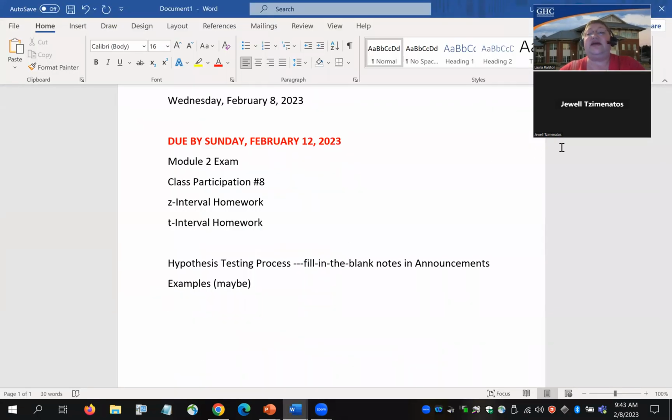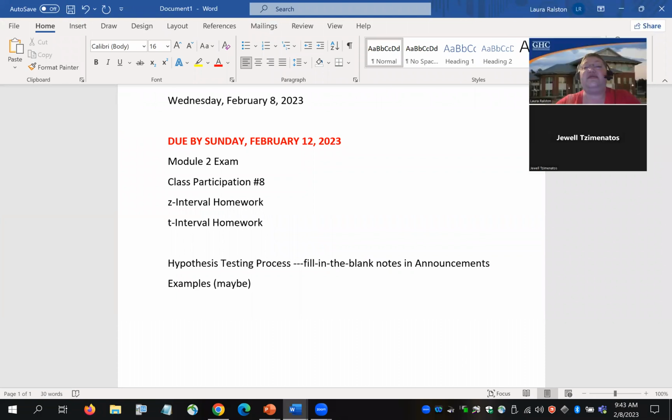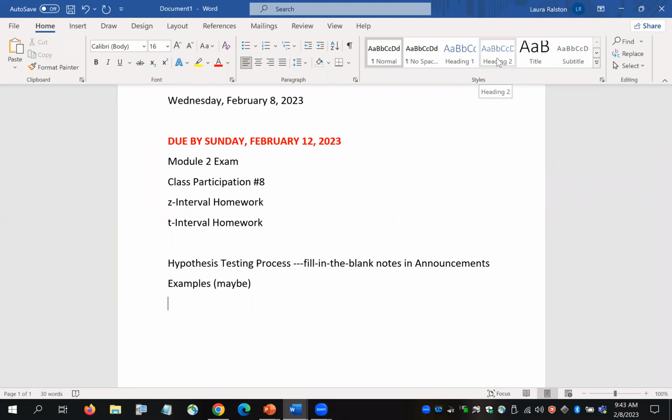Okay, so today is Wednesday, February the 8th. You have 4 assignments that are due by Sunday. You have the Module 2 exam, class participation 8, which deals with confidence intervals, which was our discussion on Monday, and then the homework for the Z interval and the T interval, which again are both related to the confidence interval discussion that we had on Monday.